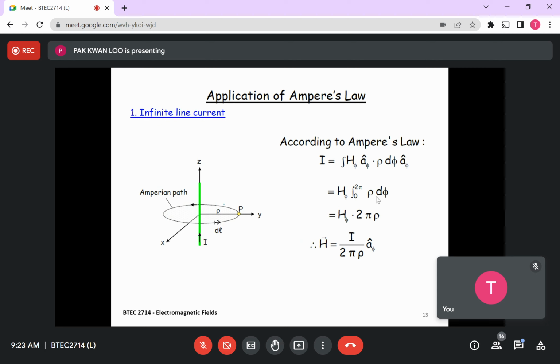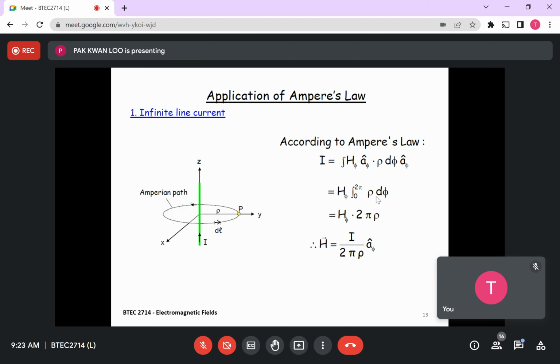So the circle, the line integral. Since we have chosen this path here, as I mentioned just now, it is symmetrical. It is the same at any point you stand by looking towards the current. It never changes. Therefore, it is symmetrical.